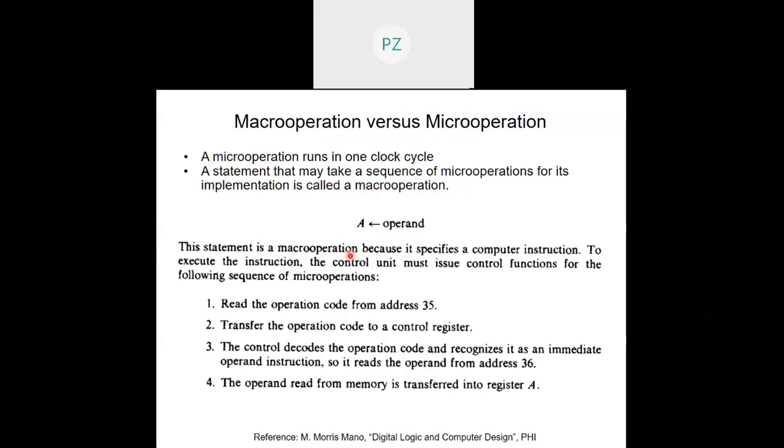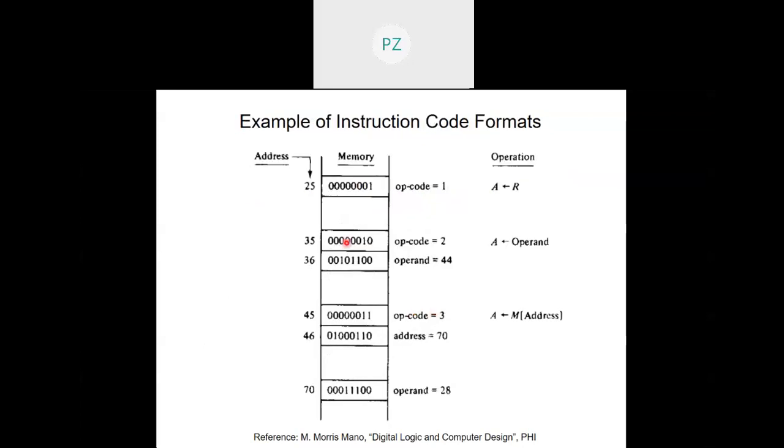This statement is a macro operation because it specifies a computer instruction. To execute the instruction, the control unit must issue control functions for the following sequence of micro operations. In order to affect this macro operation, I have to carry out these many micro operations. In the first micro operation, I'll have to read the operation code from address 35, as we saw here.